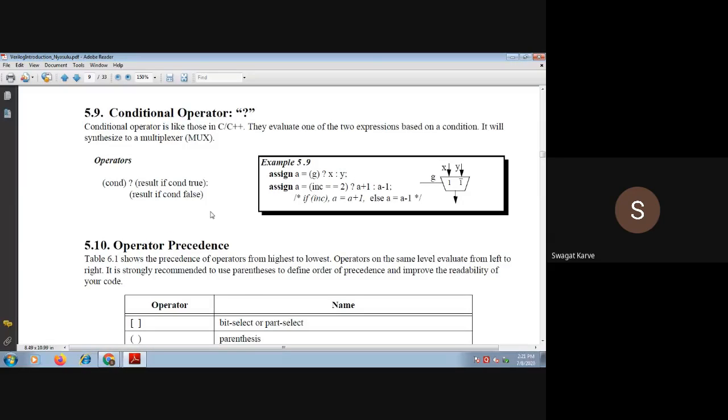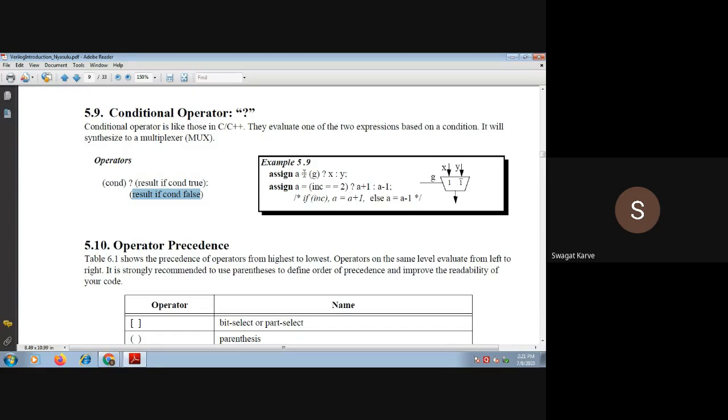Right, so they can evaluate one of the two expressions based on a condition. It will synthesize to a multiplexer. That means, how does this operator work? Condition, question mark, result if condition true, result if condition false.